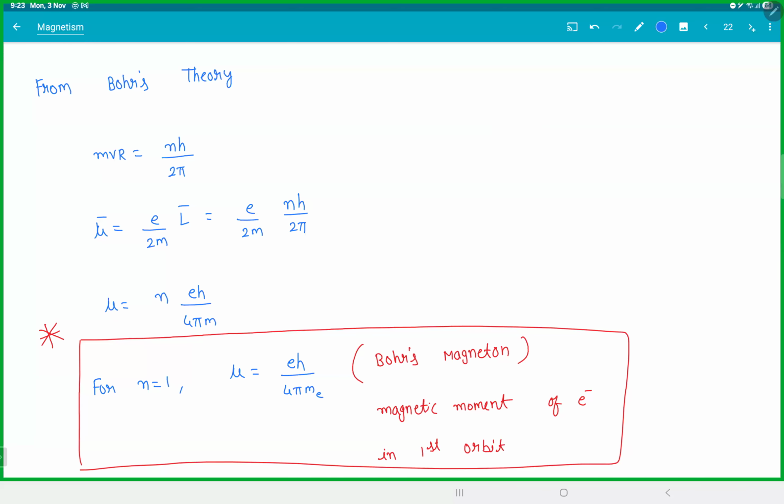So even though you know what Bohr's magneton is, if you just try to remember this result, there is a good chance you will mess up something. You'll write 4 in the numerator instead of the denominator, or they'll put a 2 and you'll get confused. But be clear about what Bohr's magneton is. That is one part of it.